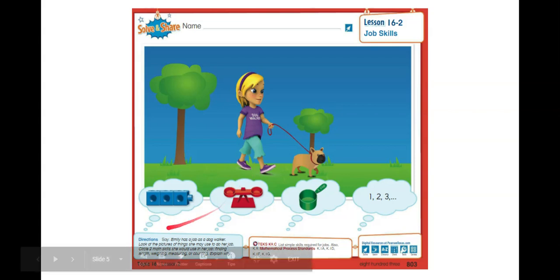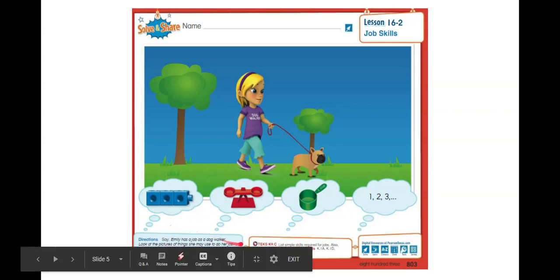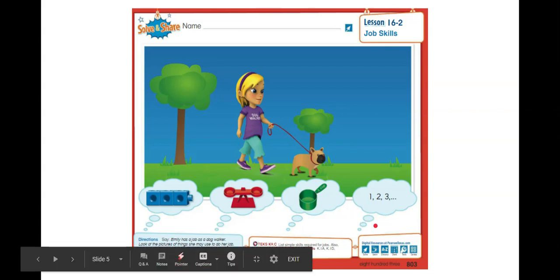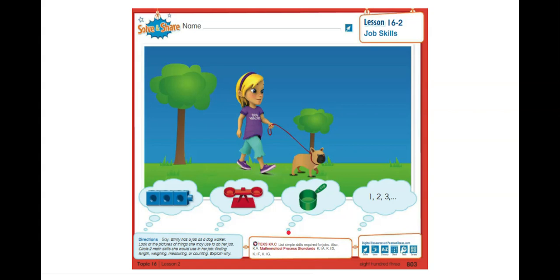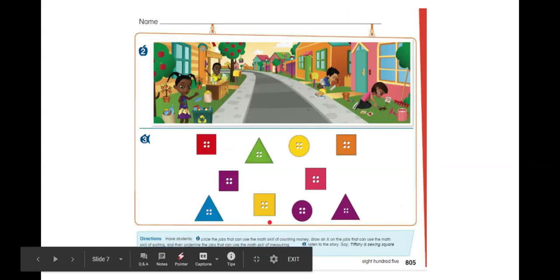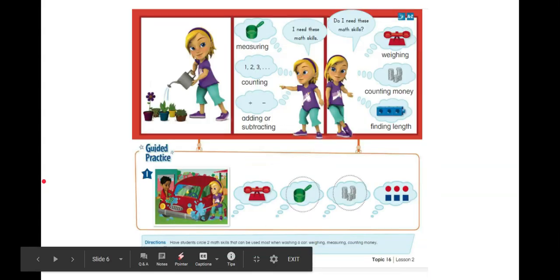Finding length. This is to find length. Weighing, measuring, or counting. Which of these 2 skills do you think she needs to be able to walk the dog, to do her job? So think about that. Let's go ahead and go into the very next page, 804. On this picture, we have a student that is watering plants.